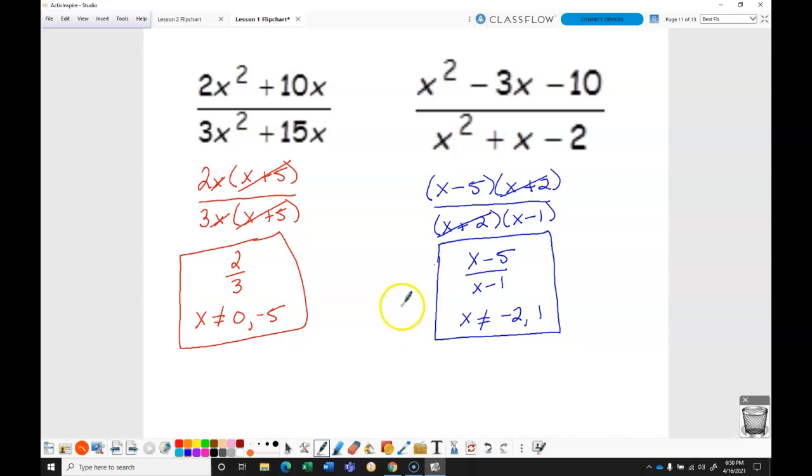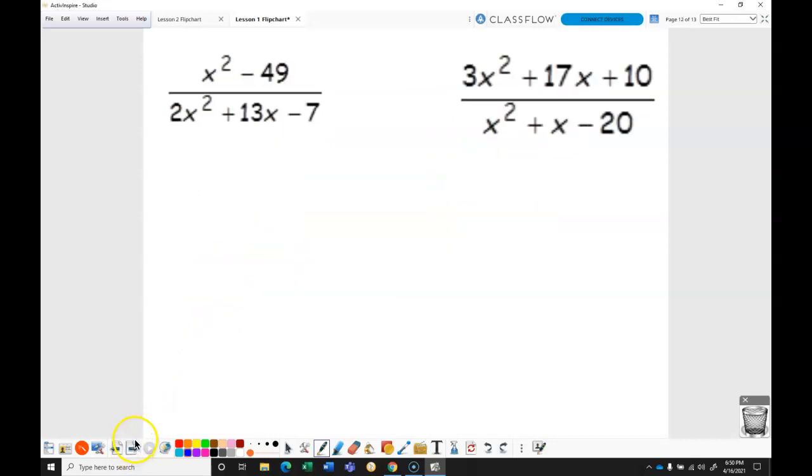Okay, pause here if you need a second to write things down. I'm going to go to the next page. All right. I believe this is our last page. Yes. Okay, so I need to factor the top of this one.